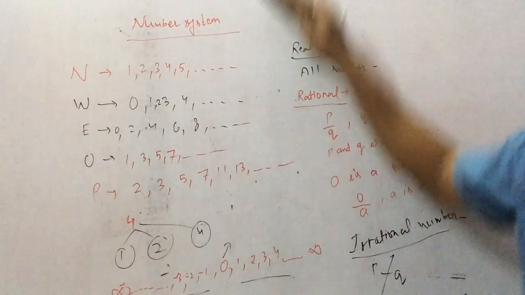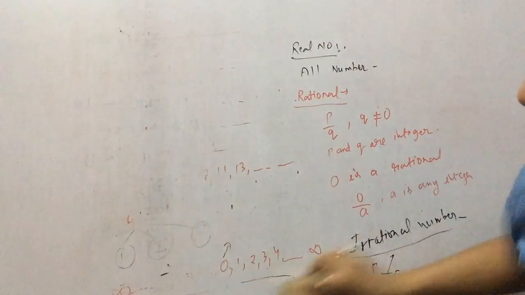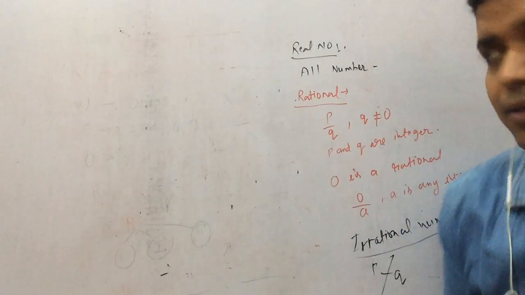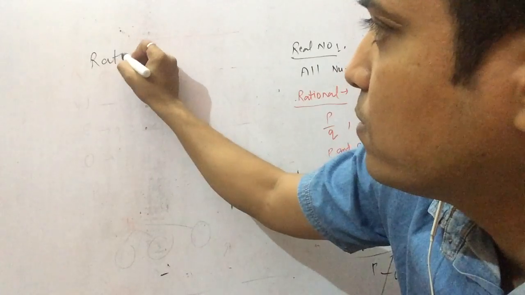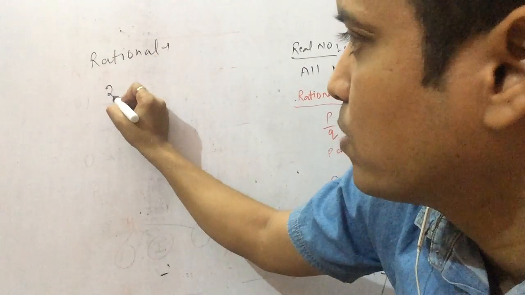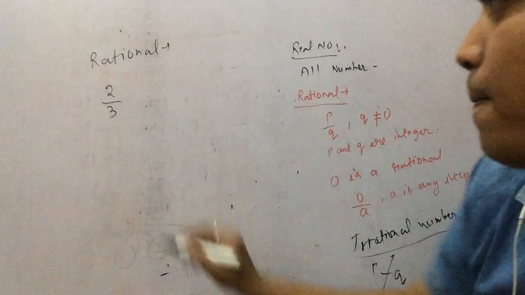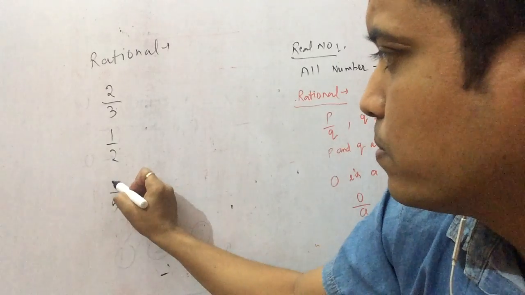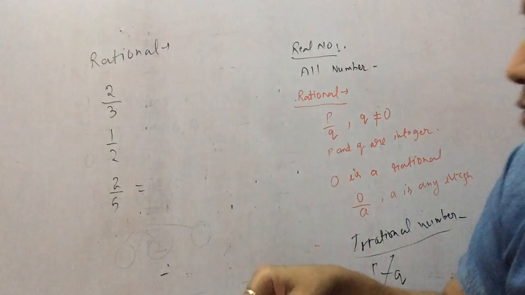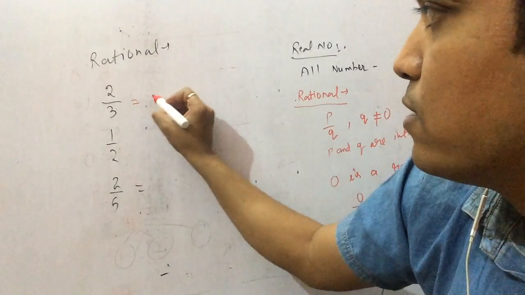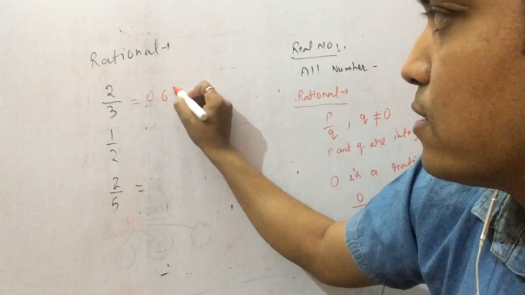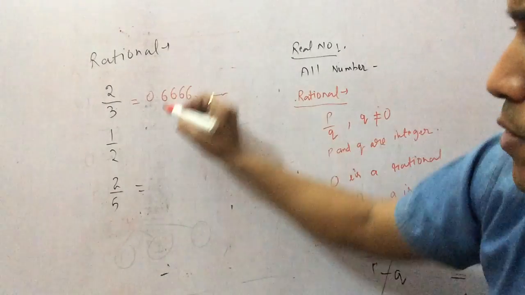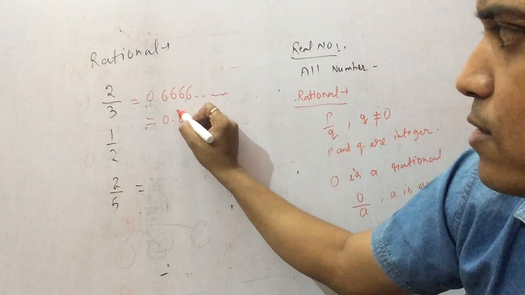Okay, let's talk about another thing here in rational numbers. We talk about rational numbers and irrational numbers with a different aspect. So let's talk about 2 upon 3, and 1 upon 2, 1 upon 5, or you can say 2 upon 5. What is the answer of this? You get 0.6666, always 6, 6, 6, 6. What do you see here? You can rewrite it as 0.6 bar.